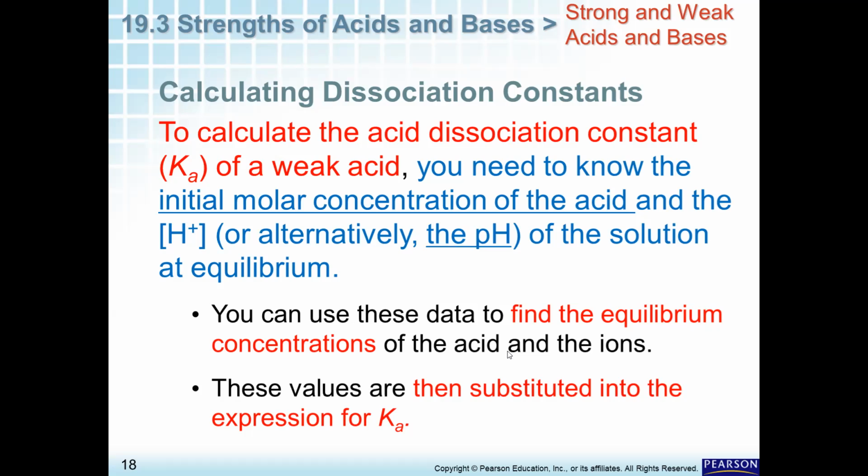So what you need to know is a couple of things. You need two things to calculate the Ka. You need to know the initial concentration of the acid, and you need to know the pH. Why do we need the pH? Because, or the H plus concentration, either way. If you have the H plus concentration, or if you have the pH, either way, you can determine the H plus, right? Because if it is given, that's fine.